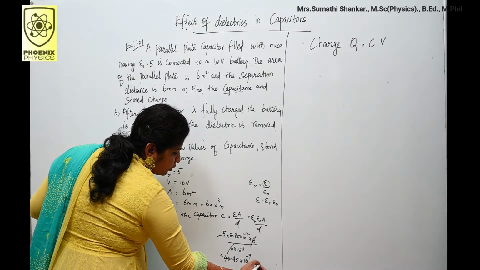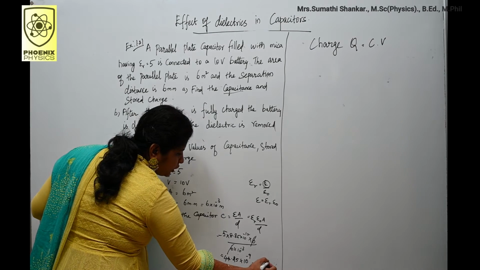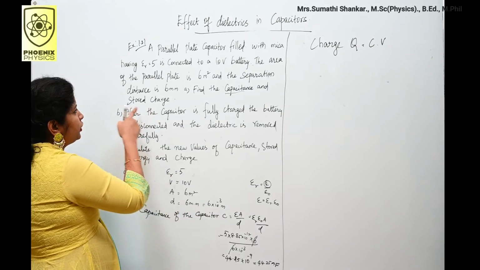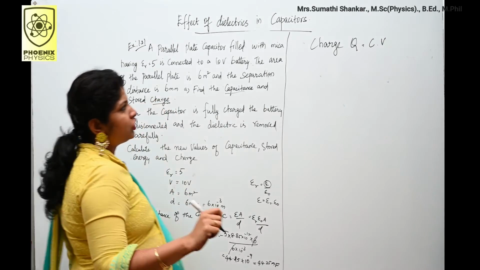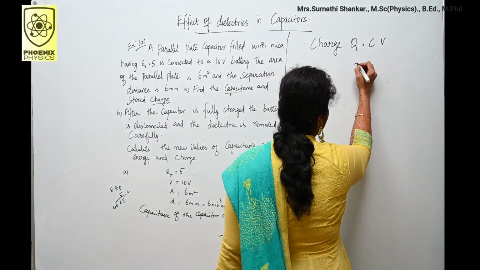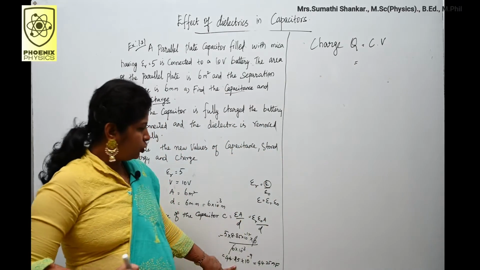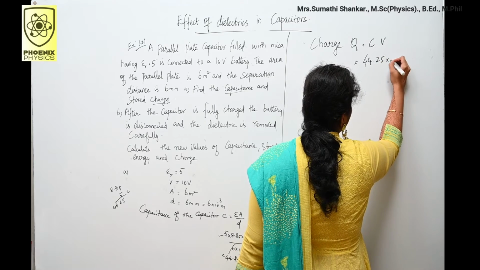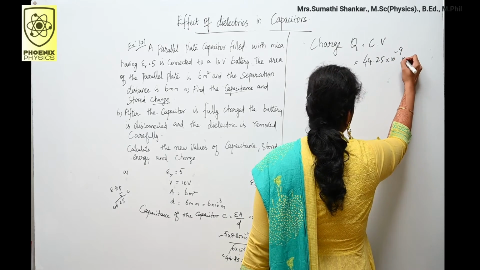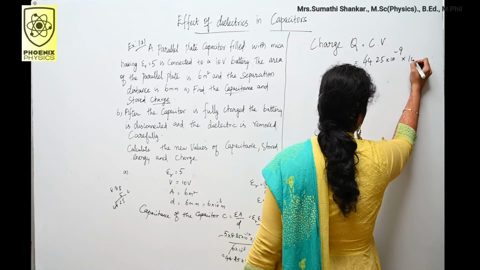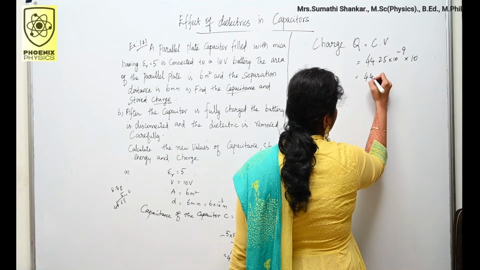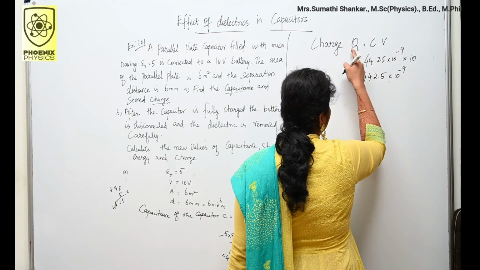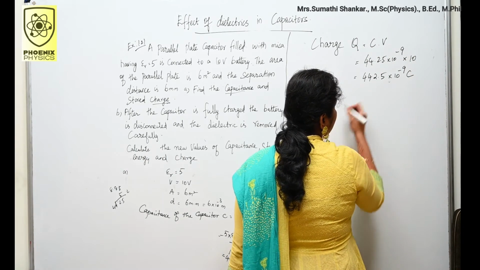Or we can write 44.25 nanofarad. Next we are going to calculate charge. Charge formula Q is equal to CV. C value you know, that is 44.25 into 10 to the power of minus 9. V value is 10 here. So 442.5 into 10 to the power of minus 9. Charge unit is coulomb.